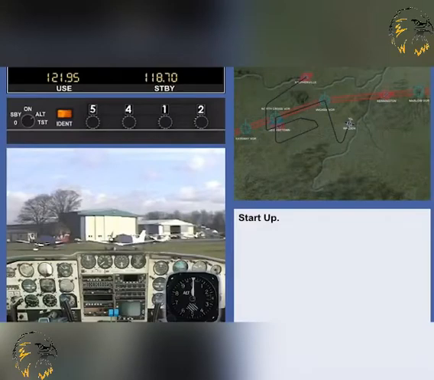The flight starts with you on the ground at Walden. You have listened to the ATIS report and are ready to start engines, for which you need clearance from air traffic on the ground frequency of 121.95.